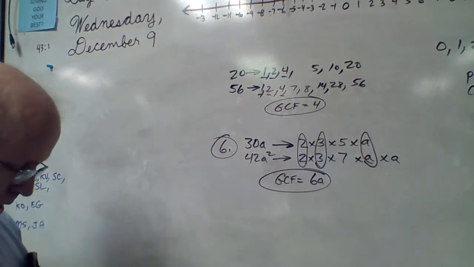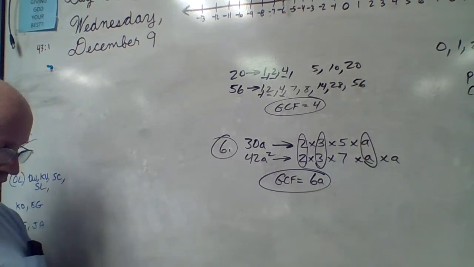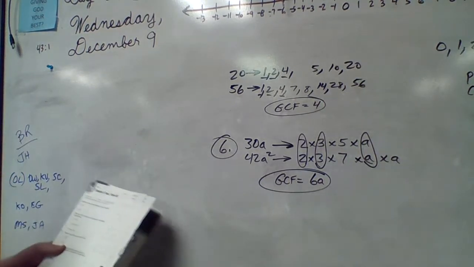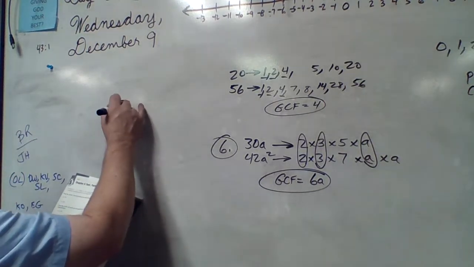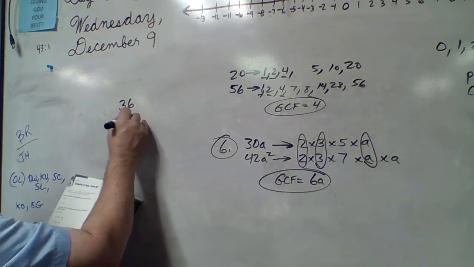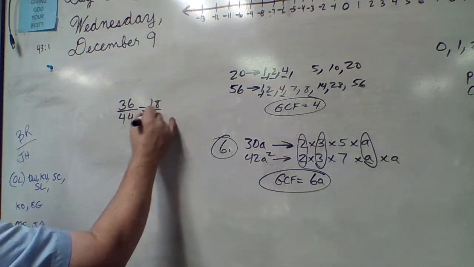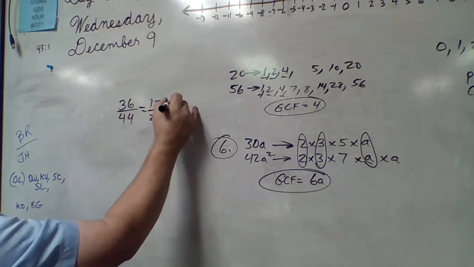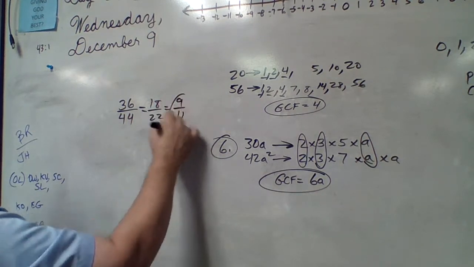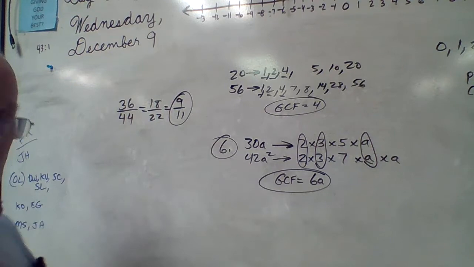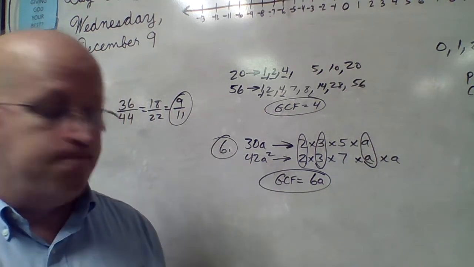Okay. Let's move on to 7 and 8. Do you remember how to simplify fractions? Both of those are simplifiable. Let's say I had 36 over 44. Well, maybe I could divide by 2. And then maybe I can divide by 2 again. Hey, there's the simplified form. That's what they're looking for in 7 and 8.